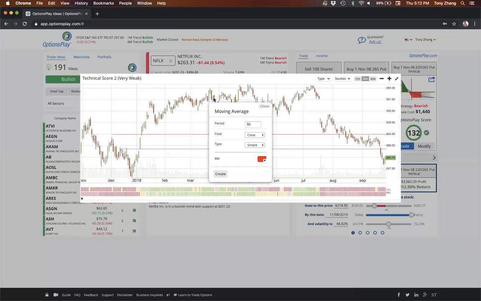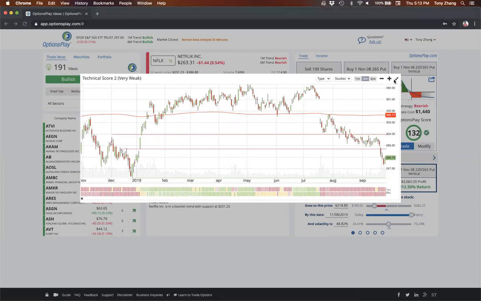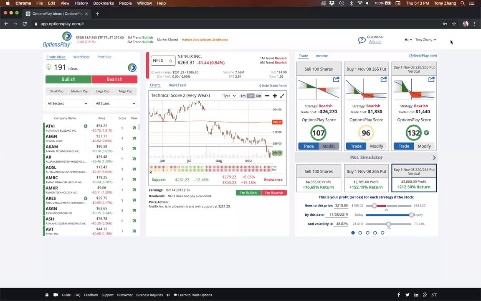You can click on moving averages. You can type in the moving average that you want. So if you want a long-term moving average, you can click on that and instantly add that to your chart. So you can add that directly onto your chart. So great question, Jason. Thank you for asking that.